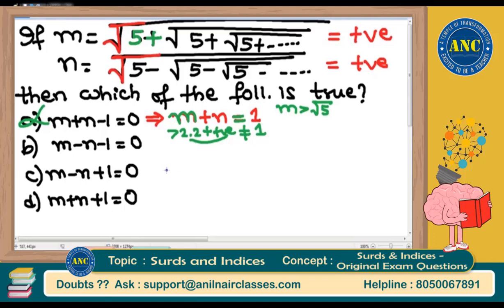Suppose if I pick my third option, m minus n plus 1 is equal to 0, or I can write it as m plus 1 is equal to n, right? M plus 1 is equal to n.